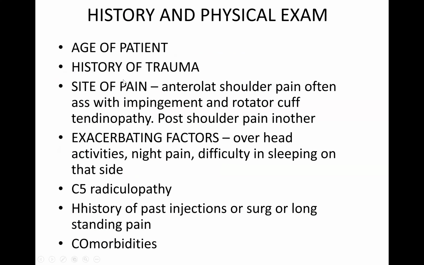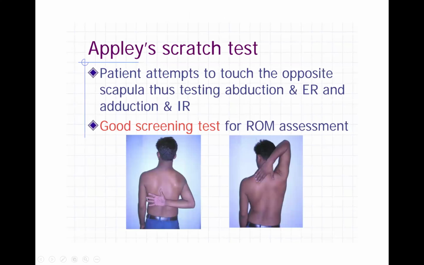So whenever the patient comes to us, we take the complete history and do the complete evaluation. We see the site of the pain. Anterolateral pain is usually associated with impingement and rotator cuff tendinopathies. We ask in the history whether the patient is able to do overhead activities, and about night pain and difficulty in sleeping. Along with the shoulder examination, neck examination is a must to rule out C5, C6 radiculopathy. We must also look for any comorbidities in the patient.